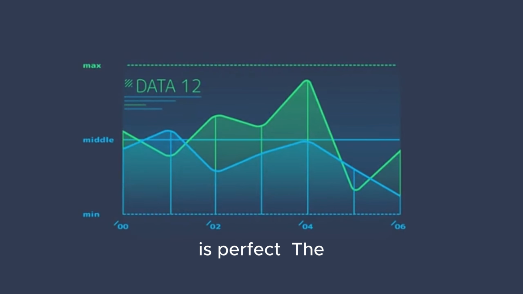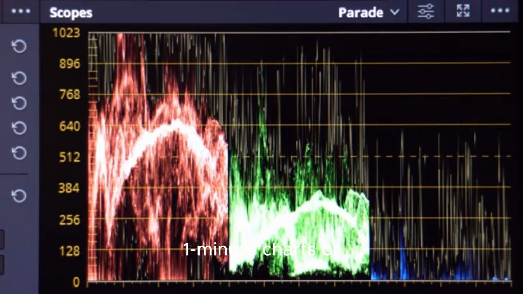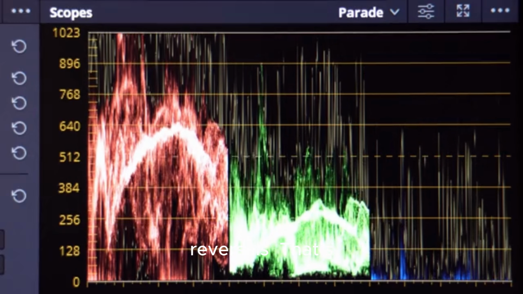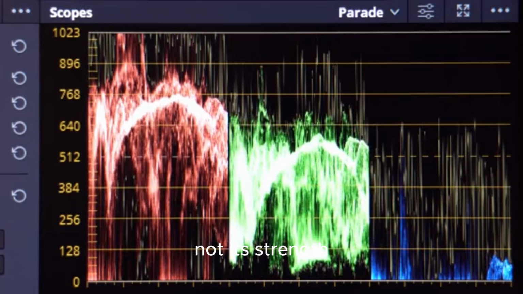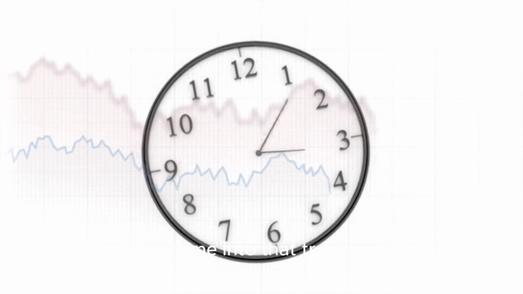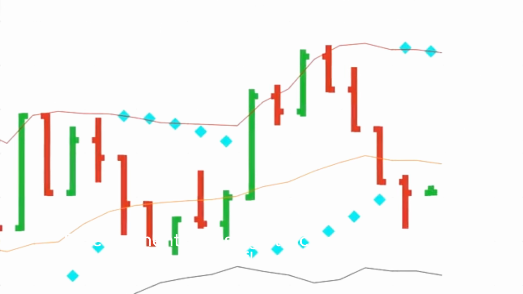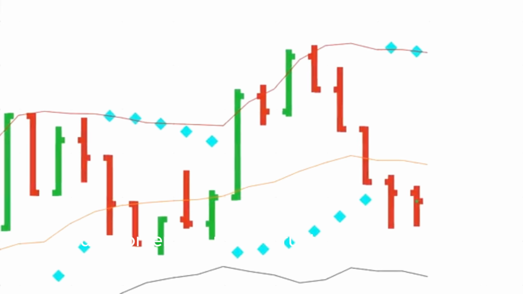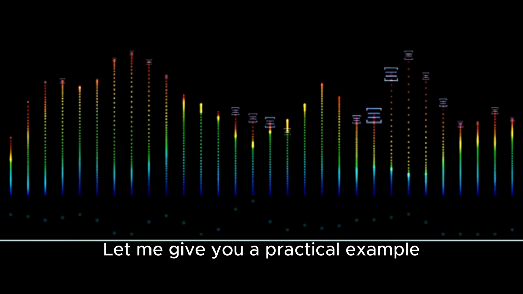No indicator is perfect. The MACD lags because it's based on moving averages. So don't use it for scalping on 1-minute charts or expecting early reversals. That's not its strength. The MACD shines when you confirm a trend, time into that trend, and ride momentum using structure plus histogram flow. Let me give you a practical example.